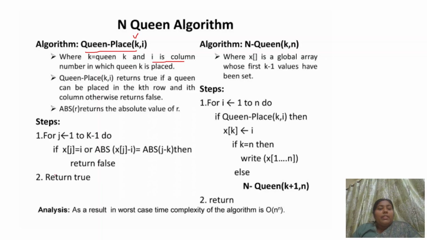So what we are just going to check here is x of j is equal to i. Another condition is abs of x of j minus i is equal to abs of j minus k. So this is used to check whether there is any attack on this one. So if there is any attack, we are not able to place that Q there.